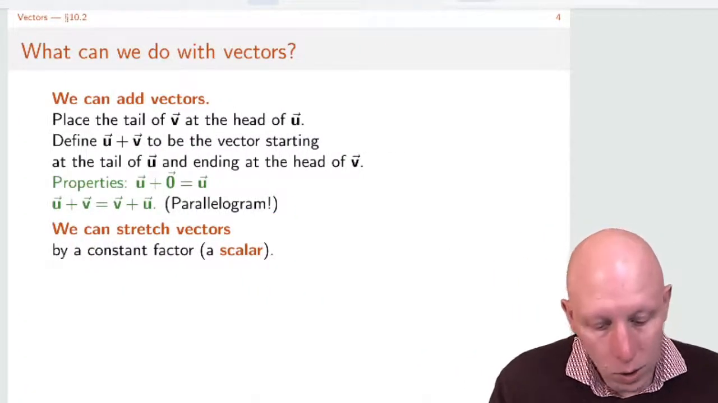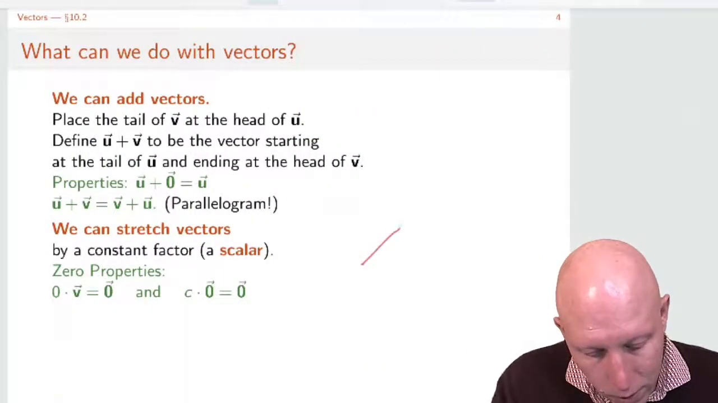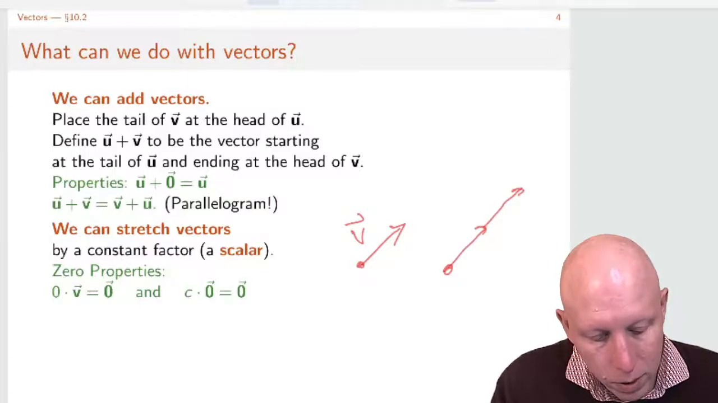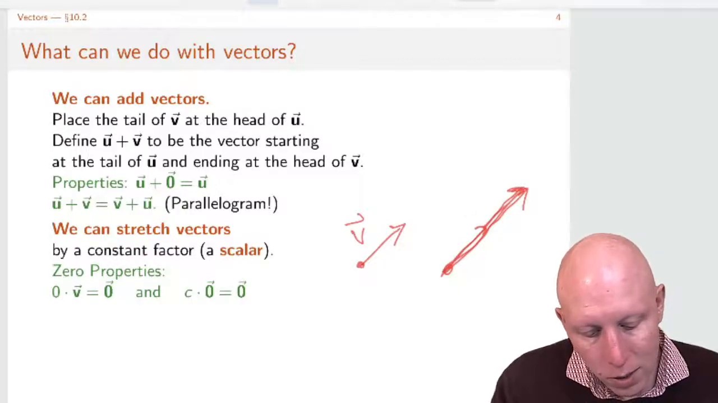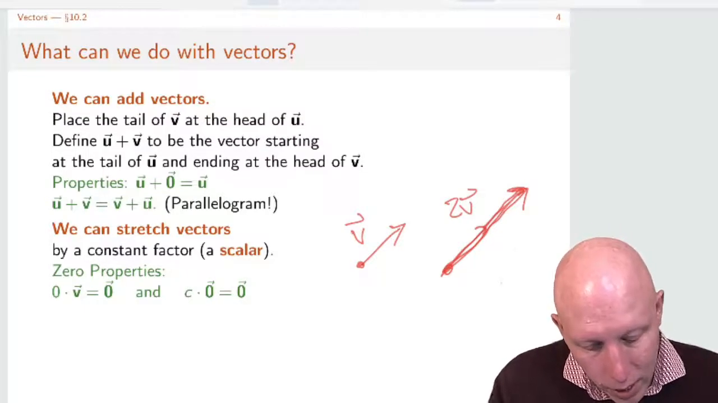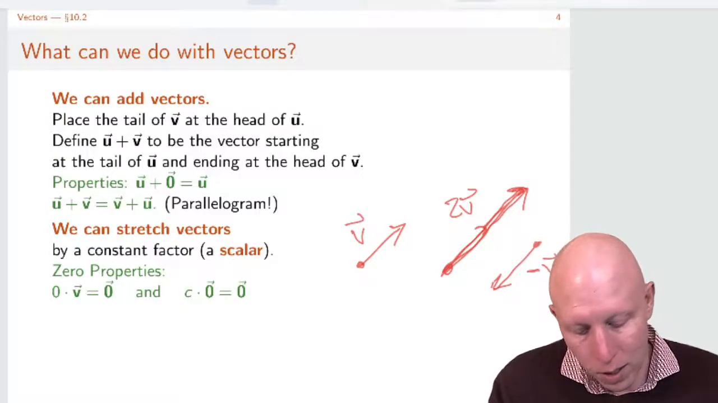All right, you can also stretch a vector. So stretching a vector looks like this. If this is our vector v, then we can multiply it by 2. Here's 2v, right? v plus v is 2v. This is 2v because it's twice as long as the vector v. And you can also do negative v if you go backwards.